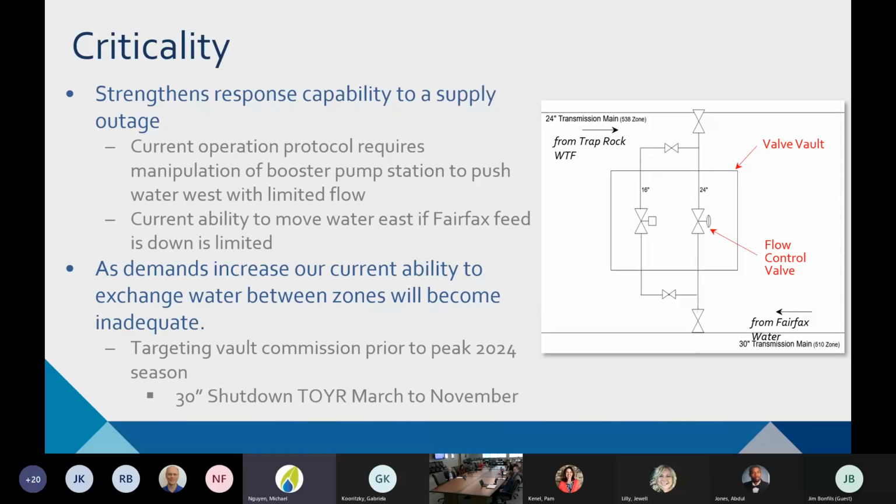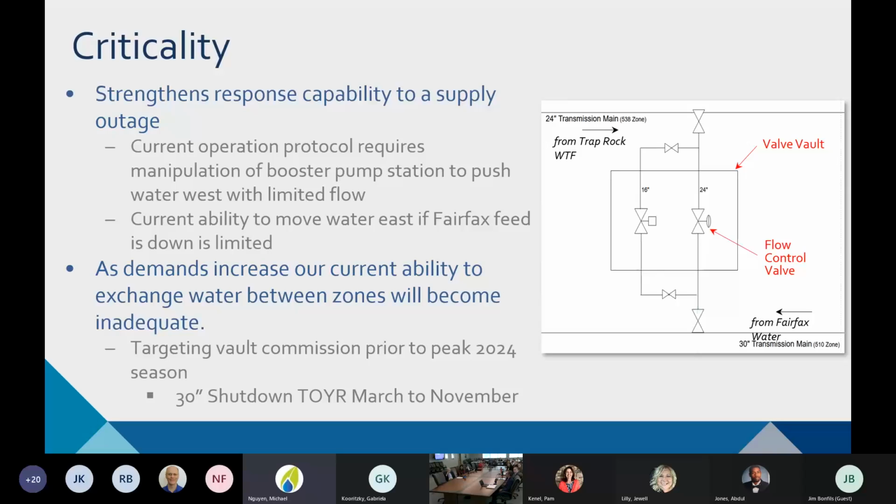So just stepping back a little bit, kind of a reminder on what the project is. The purpose of this project is to allow us to interconnect some transmission mains and allow us to move water from Fairfax Water in one zone to another one of our zones, and then also water coming from Trap Rock, from one zone to another. So it essentially gives us the ability to have a more reliable system. We do have that capability now, but it is limited. So this will actually expand our capability and provide a lot more resiliency and reliability in this area.